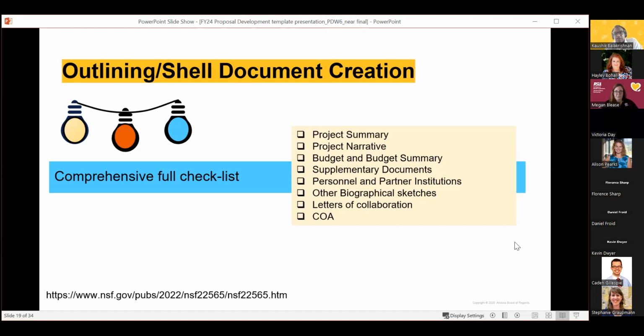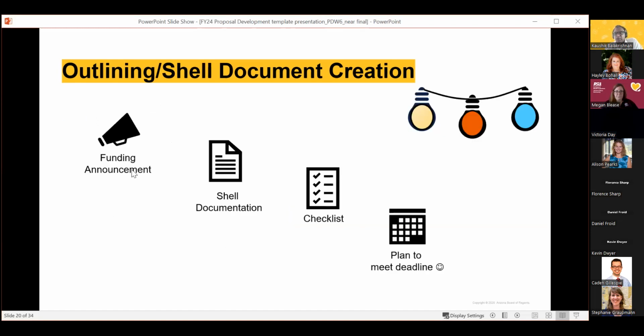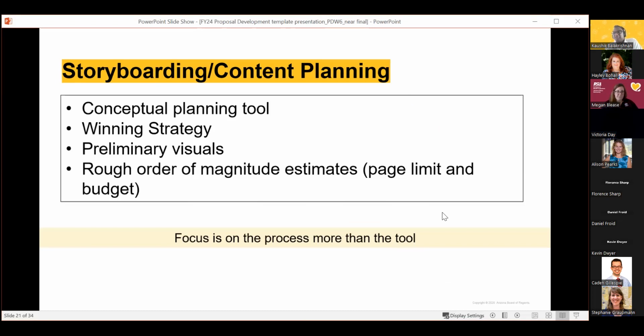Once you're done with these 2 activities, you now have a rough plan to meet the deadline. After you have this, you then move on to the next part, for which Megan will take over. Yes, thank you so much, Kaushik, for sharing all of that with us.